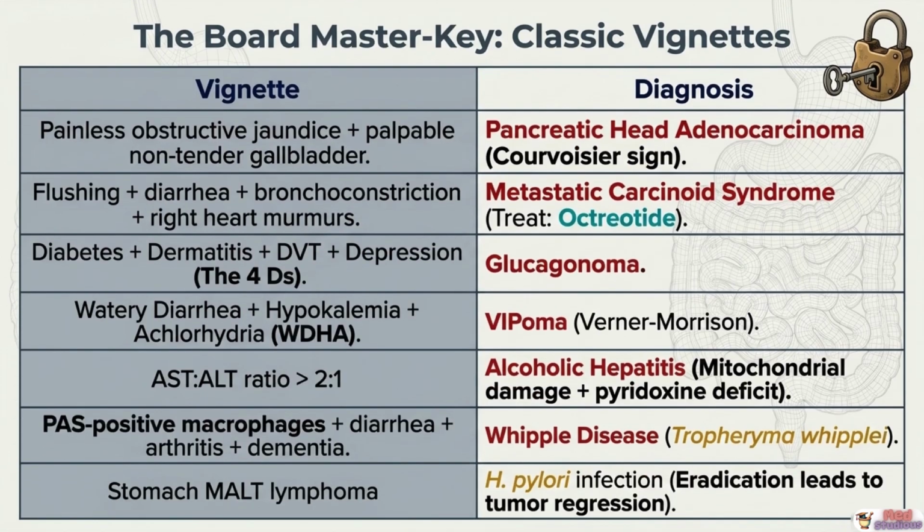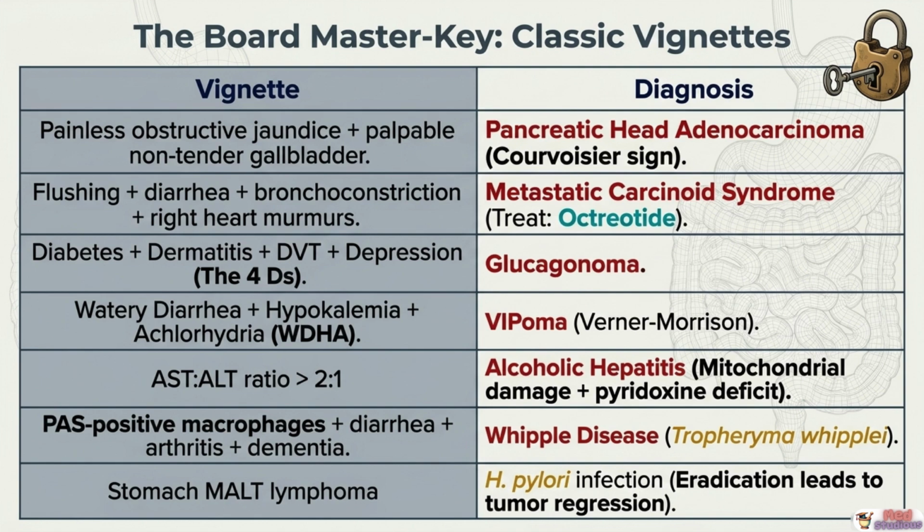Let's close with the vignette patterns that examiners reuse year after year, because recognizing the pattern instantly is worth more than any amount of isolated memorization. Painless obstructive jaundice with a palpable non-tender gallbladder is Courvoisier sign, pointing straight to pancreatic head adenocarcinoma.